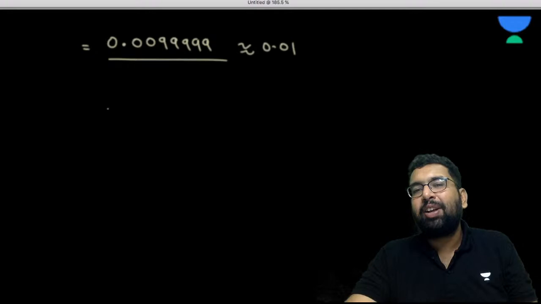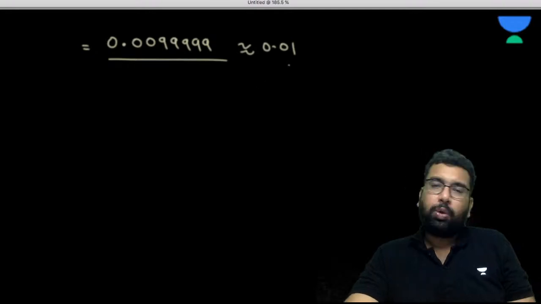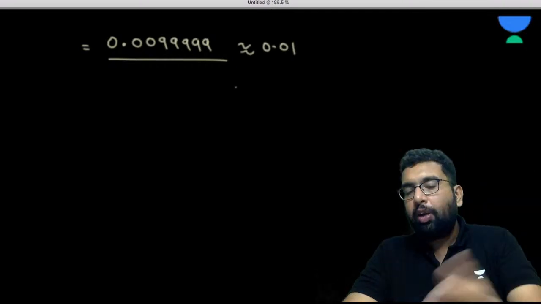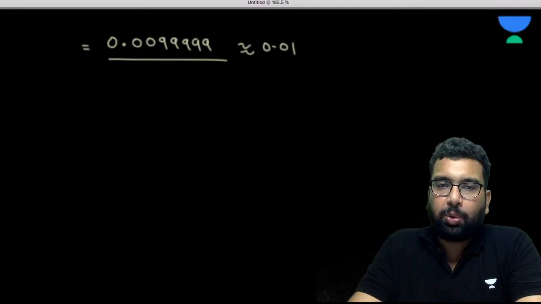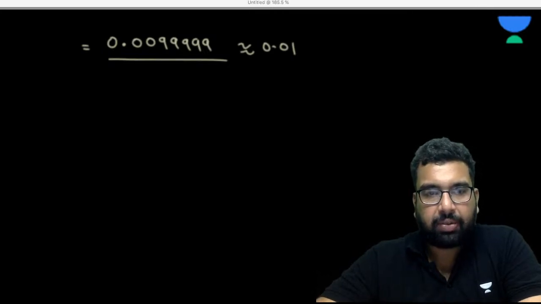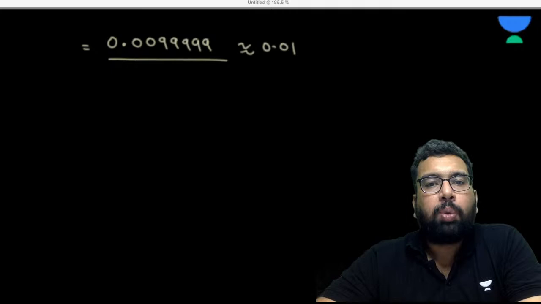How many significant figures are there? Sir, only one significant figure is there. Okay, so when you are rounding off, you are getting the same thing. So there is no need for any confusion. So let's do one more question. Let us try to solve one more question.